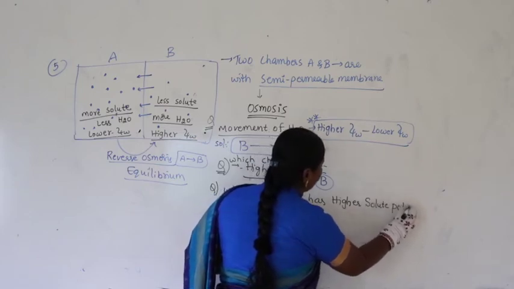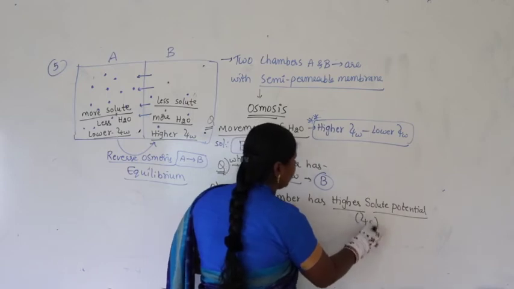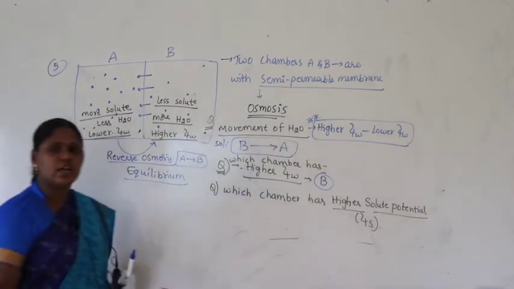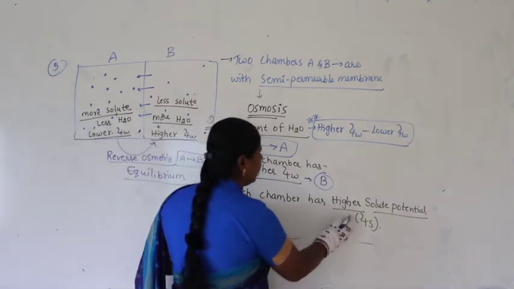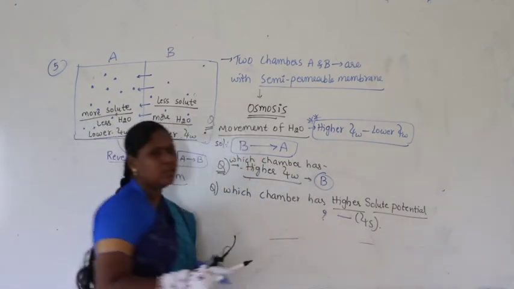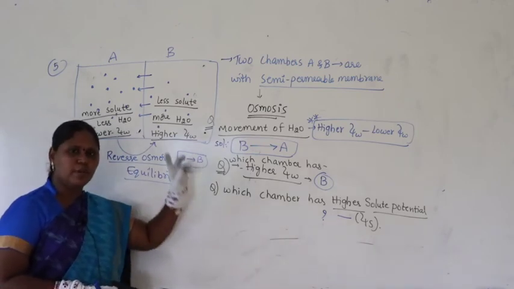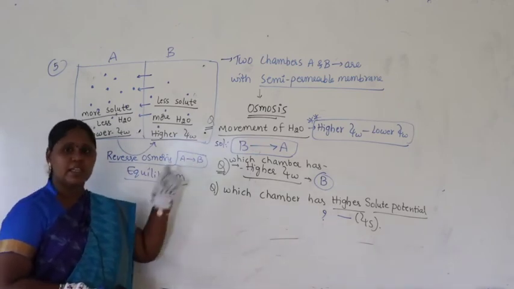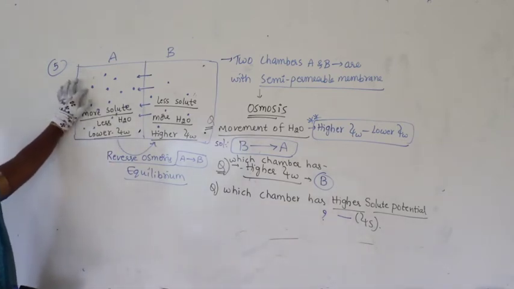Higher solute potential. See the difference in the question, this is nothing but psi s. Which chamber has higher solute potential? Then what will be the condition in this case? This is what most of the people will make a mistake on here. Most of the people will confuse the question. They think that solute concentration is more here, so they think that solute potential will be higher for chamber A.